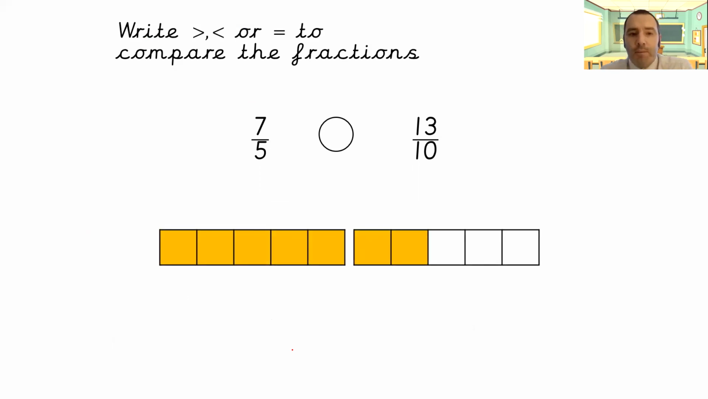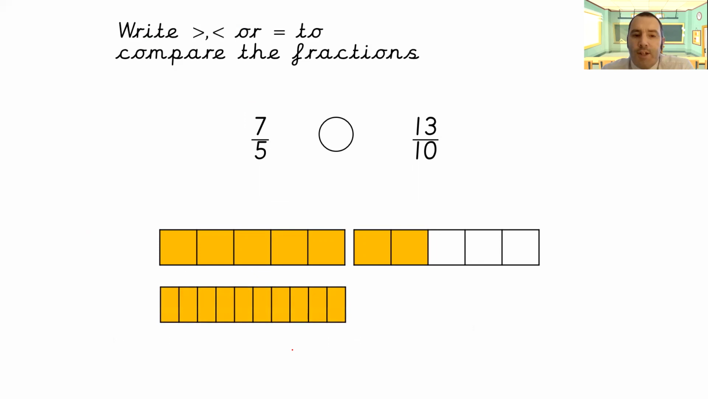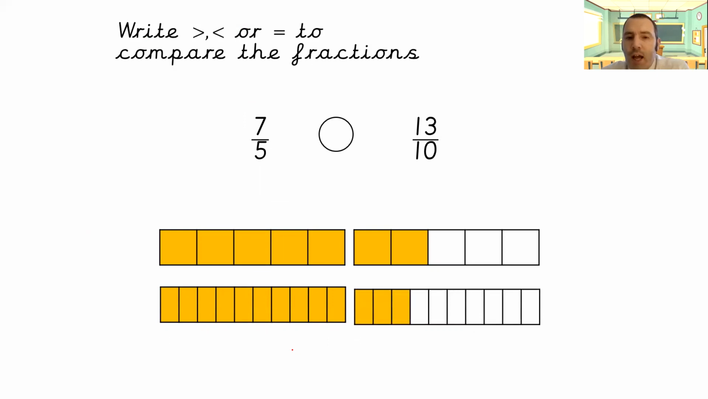So let's look at it. 7/5, there's our bar drawn out. Here's the same length bar split into 10. And here is the second bar of 10. Now we can see, looking and comparing these two, that 7/5 is greater than 13/10. Not by much, but it is just bigger.